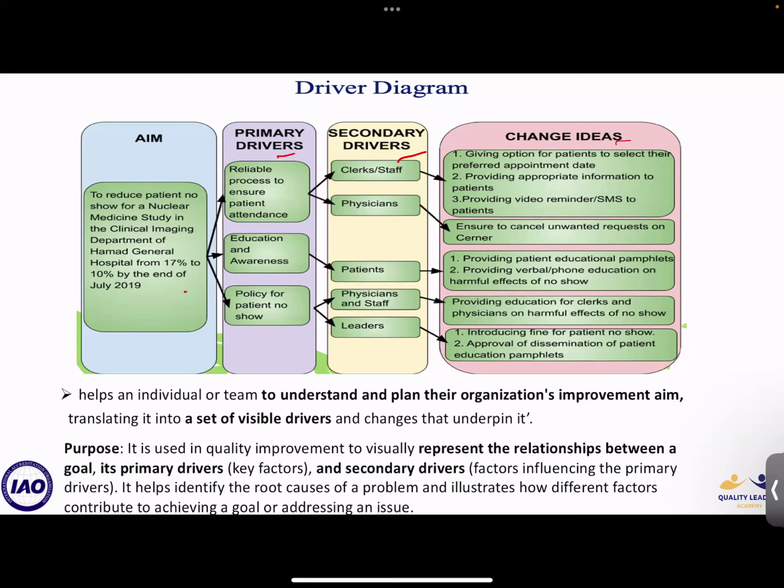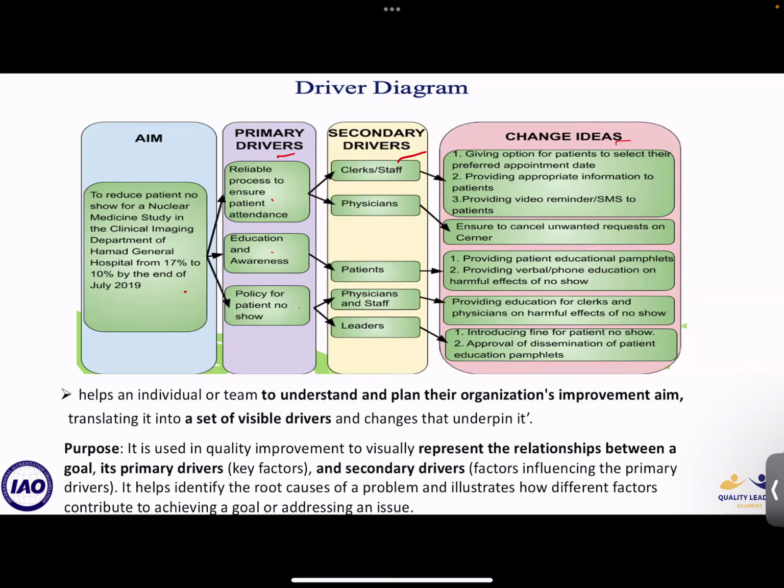Now, what are the primary drivers that will help me implement this? So we have the right, reliable process to ensure patient attendance, and education and awareness and policy for patient no show. Now for the secondary drivers: ensuring clinicians are engaged with patients, providing patient education, and staff members supporting policy procedures.